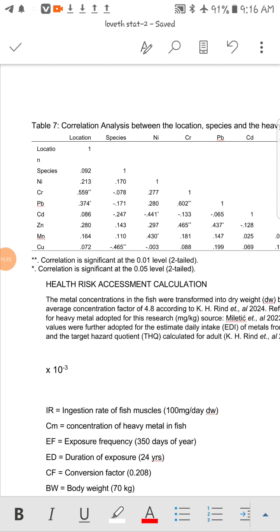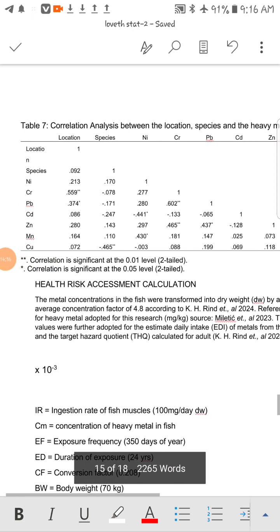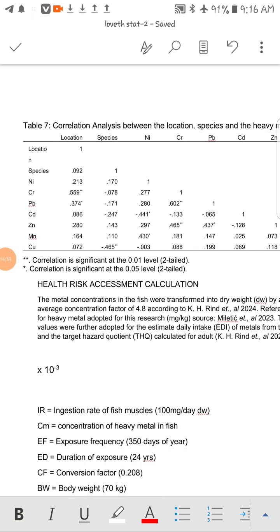And then if you look at Nickel to the location, it's 0.2, which is also a weak correlation. So if you also move across towards correlating lead with chromium and all that, you will see each value. All you need to do is to trace each value and compare it with the horizontal to see the correlation values.